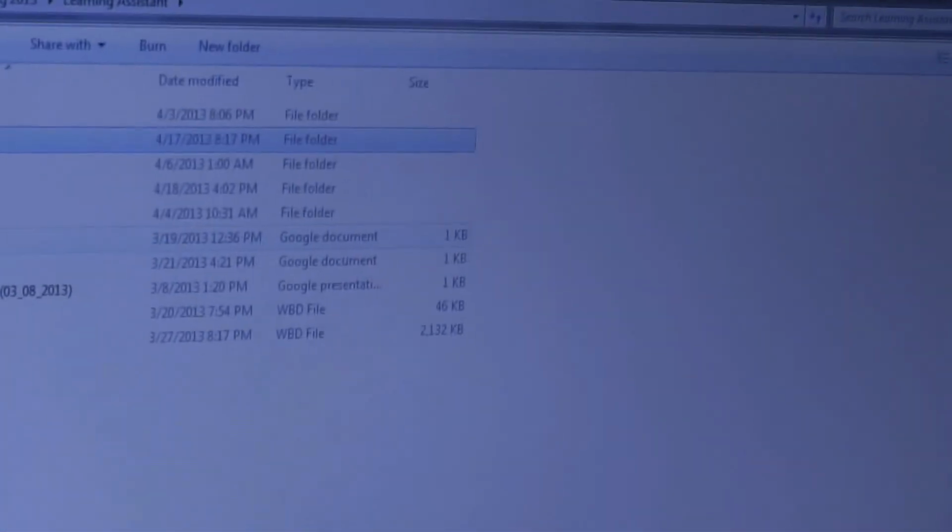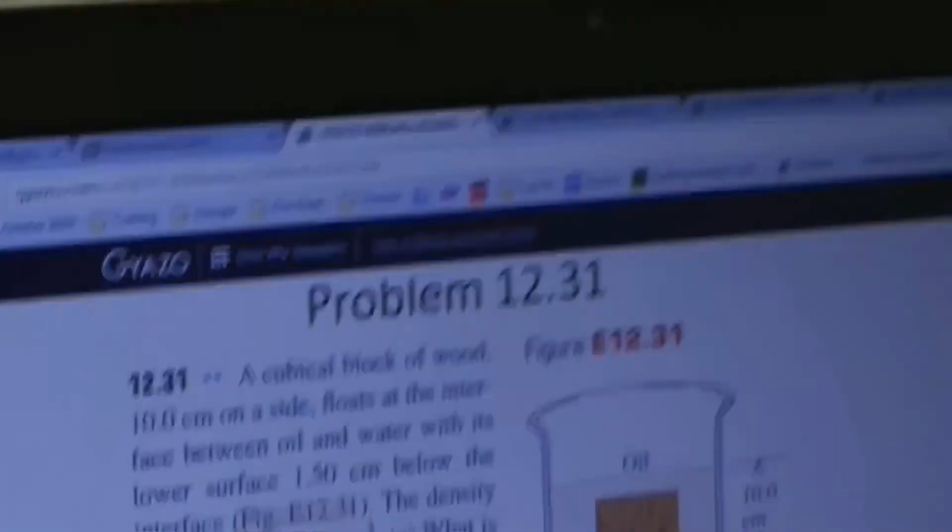It says the cylinder of oil is 75 centimeters. Yeah, we're assuming the wood is on top.